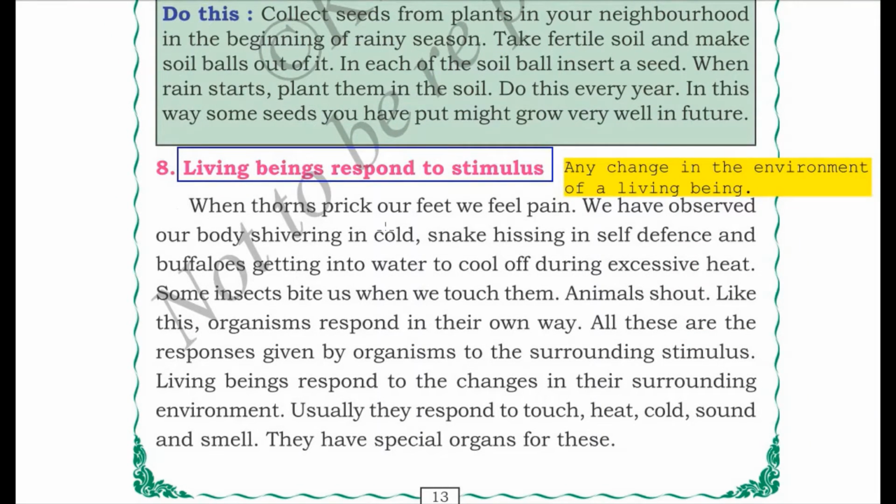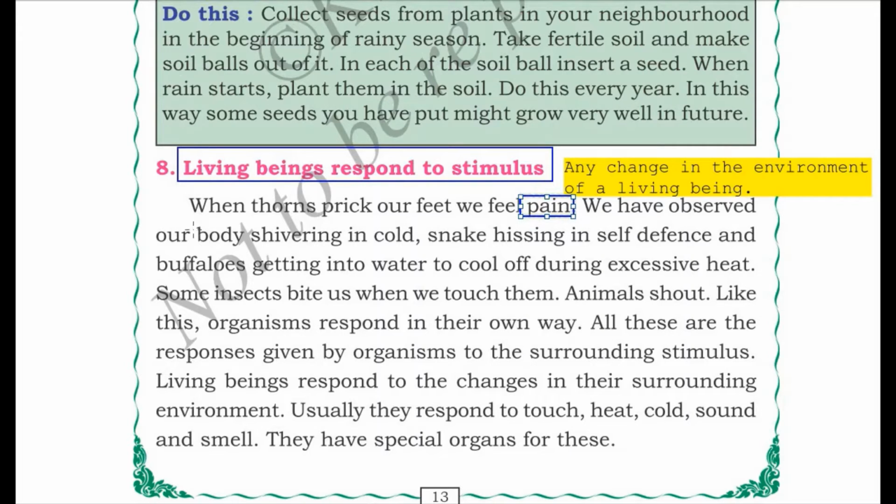When thorns prick our feet, we feel pain. So whenever we are walking on a road barefooted and if something sharp comes under our feet, we immediately feel pain. Then what do we do when we feel pain? It's not like we stay as it is, we immediately take our feet back. Okay? So in this case, the pain is the stimulus and our response is how we take our feet back quickly.